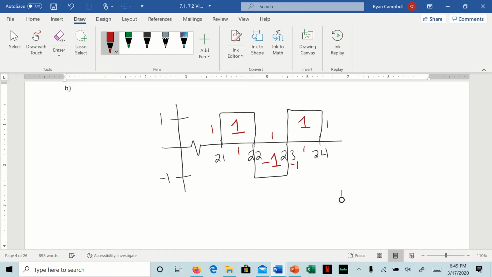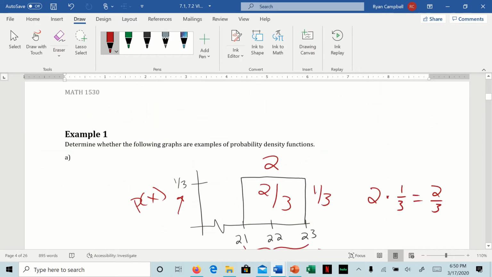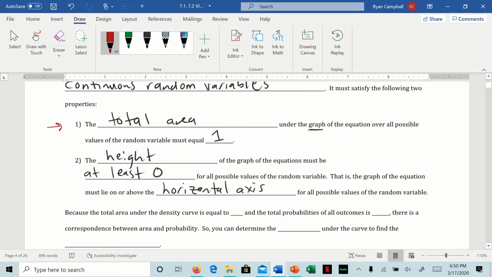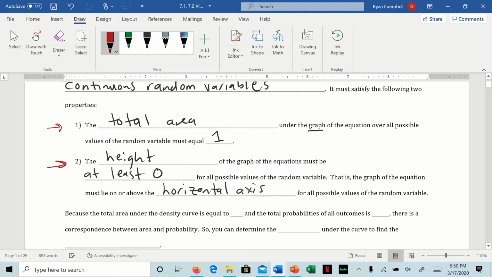So when we add all these together, what do we get for the area? We get 1 plus -1 plus 1. These two cancel out to get 0, so we end up with just 1. So the area actually is perfect. So let's look at the second part of that, not equation, the definition.